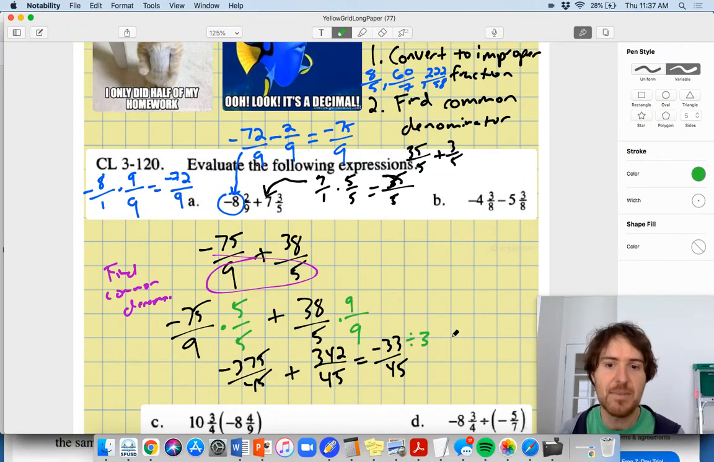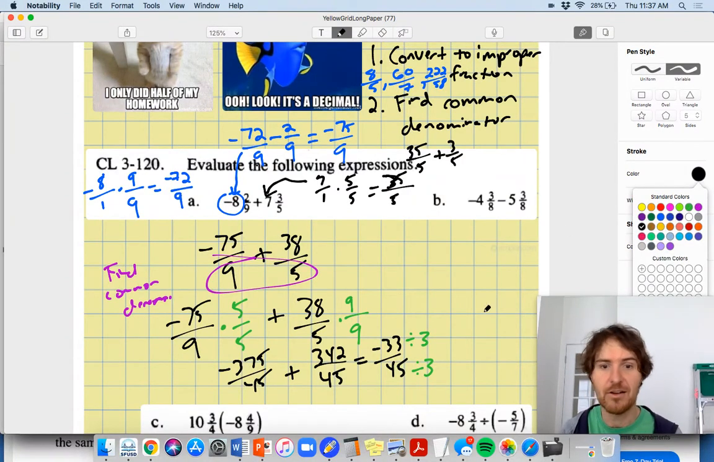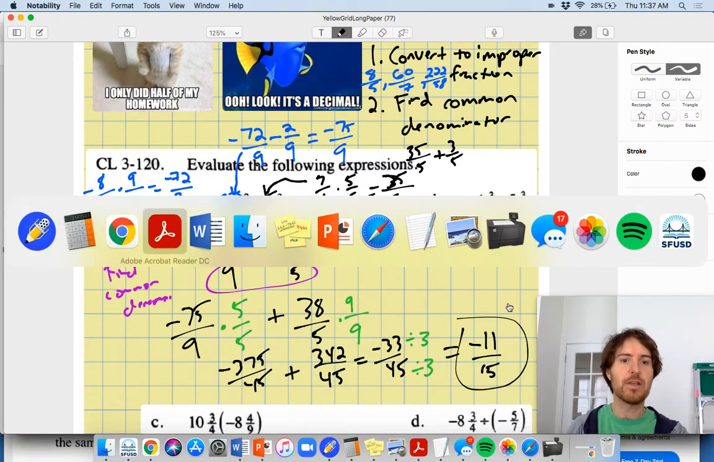So negative 11 is going to be our numerator, okay? And then 3 goes into 45, and it does, right? It goes into 45 15 times, okay? Well, you can do that in your head. If not, you can do it in a calculator. Okay, so my answer here is negative 11 over 15. I really hope I did that correctly so I don't have to refilm this video.